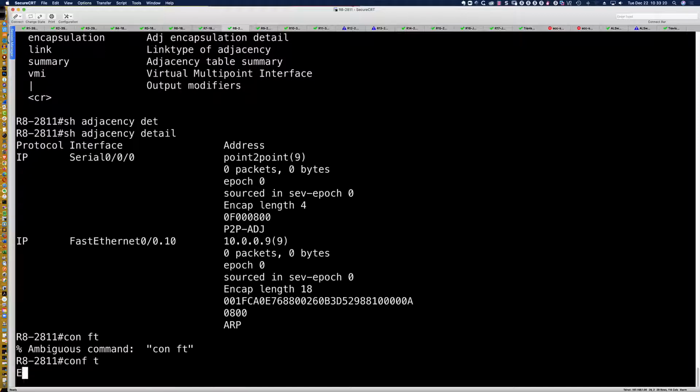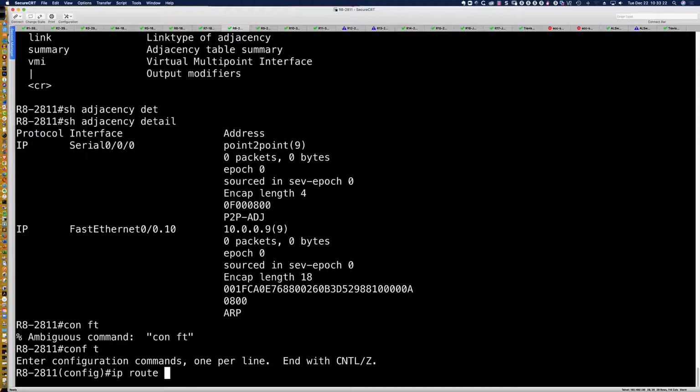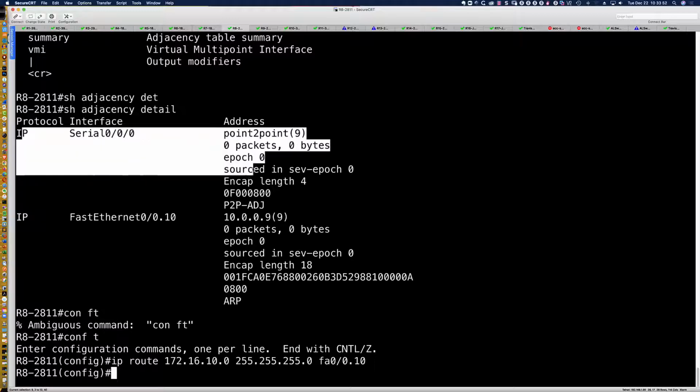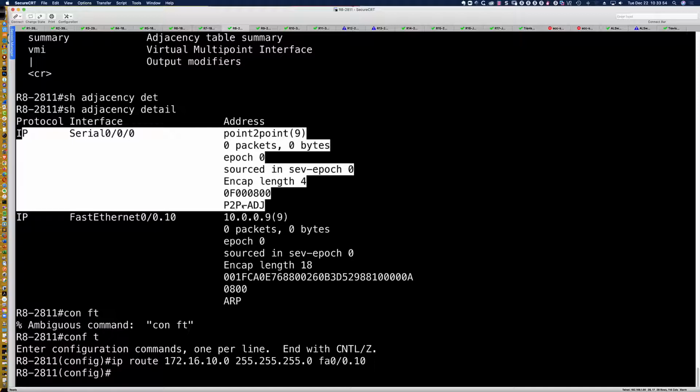So if on an Ethernet interface I was to use a directly connected static route, in other words, to configure something like this, ip route 172.16.10.0, and we'll make it a /24 network, go out the FastEthernet 0/0.10 interface, that is a directly connected static route. It goes out an Ethernet interface, meaning there is going to be ARP overhead with this configuration, right? And you can see ARP is running here. However, on the serial interface, you can see it's a point-to-point adjacency.